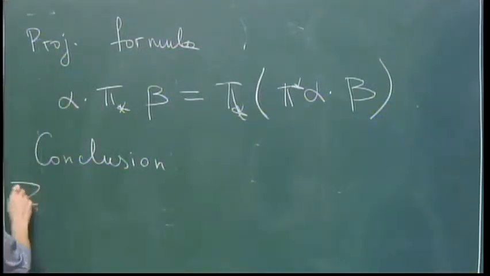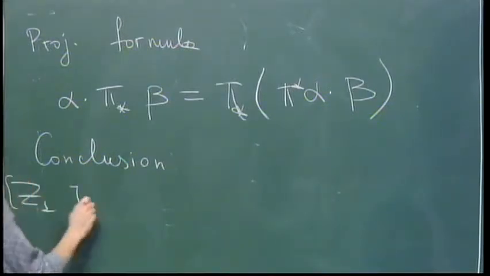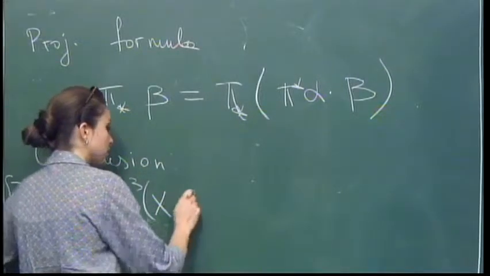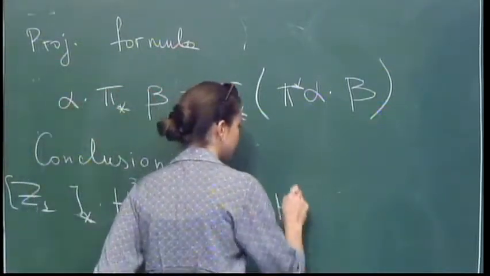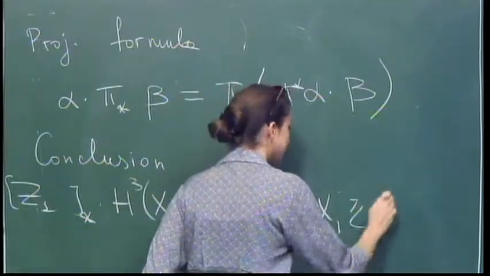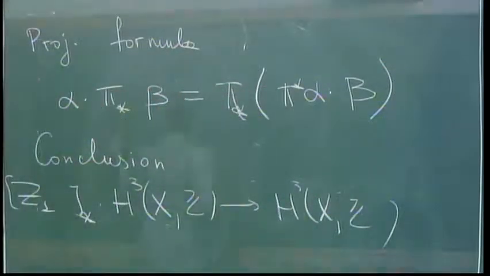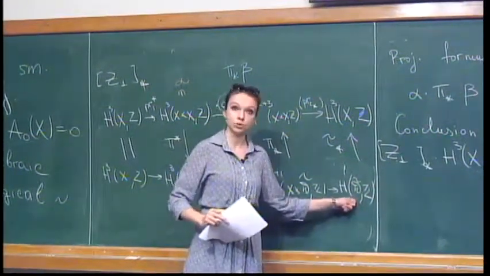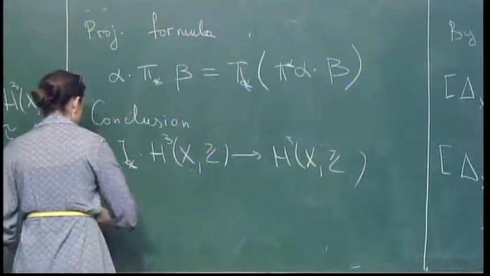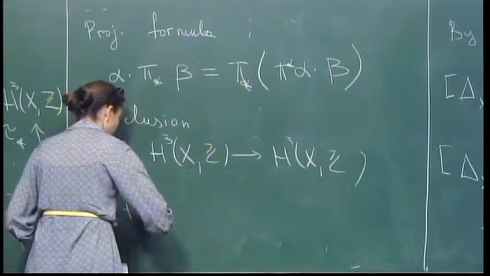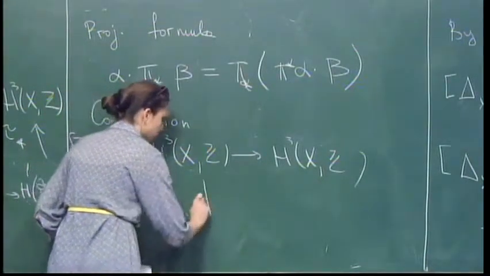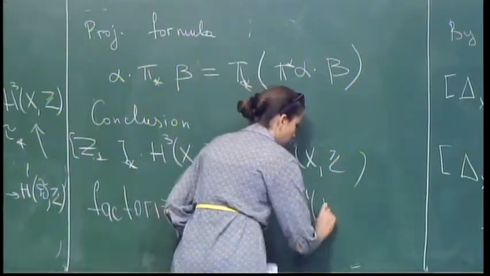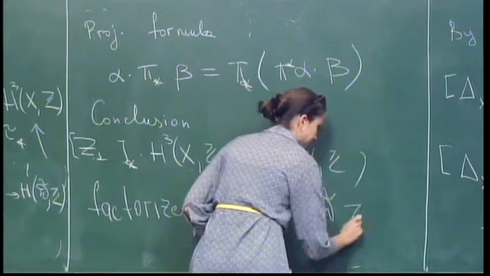The action of Z1, so this map, which we still consider as a map between the third Betti cohomology for X, what it does, it factorizes through the lower row, right? So it factorizes through this group, through H1 of D tilde Z.